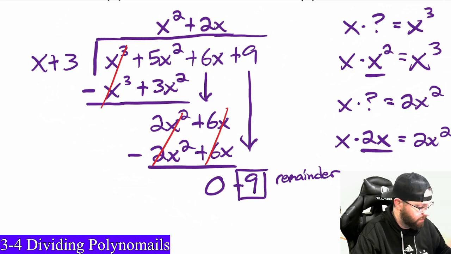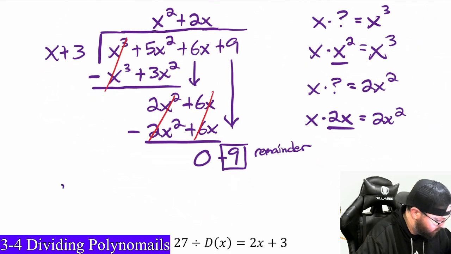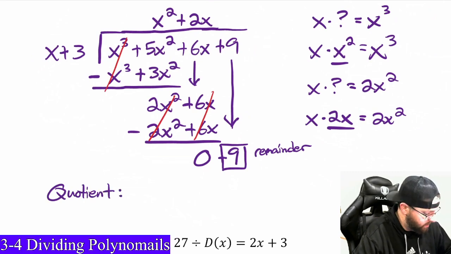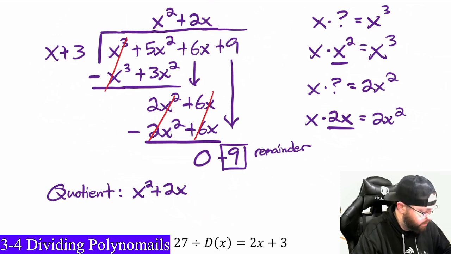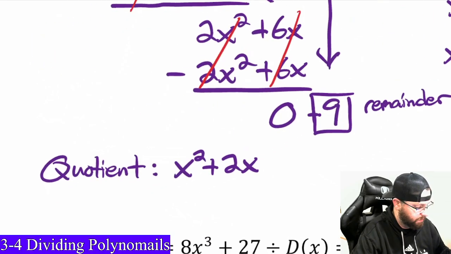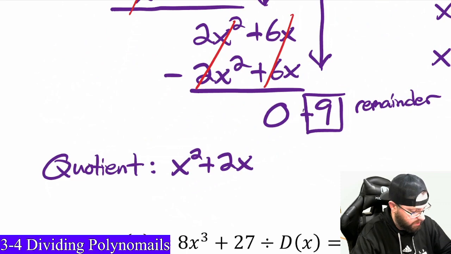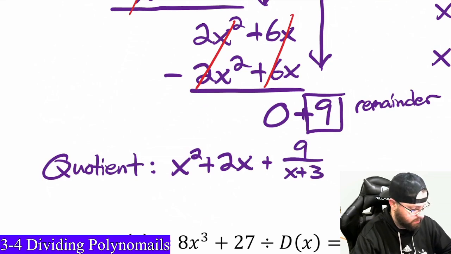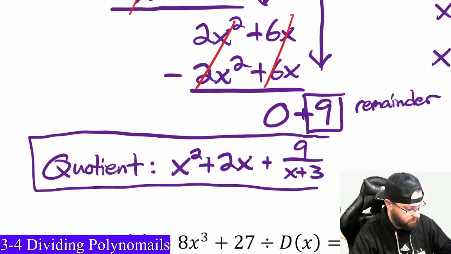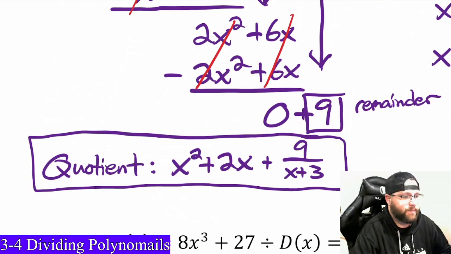And what we find is that our quotient is x squared plus 2x. And then what do we do with the remainder? That remainder goes over the divisor. So because this is a plus 9, it would be plus 9 over x plus 3. Okay, so let's try another one.